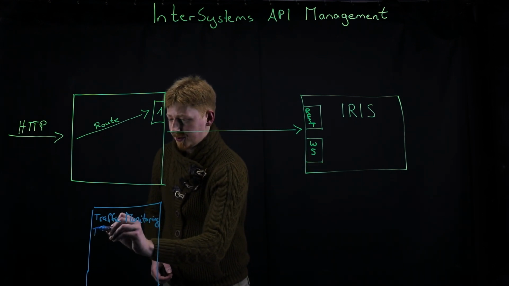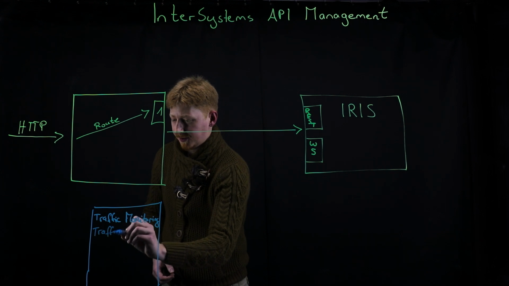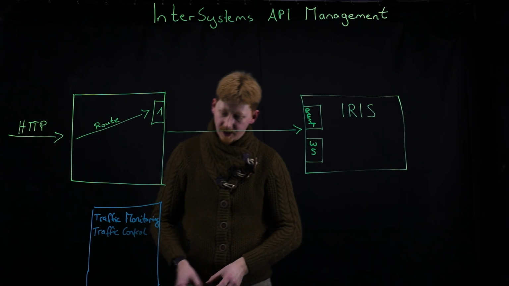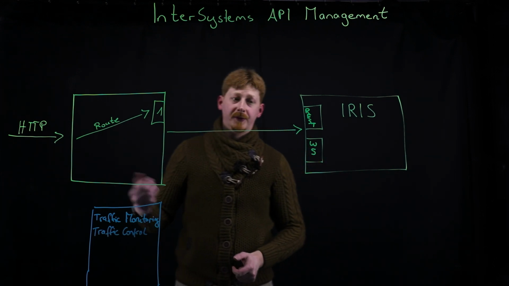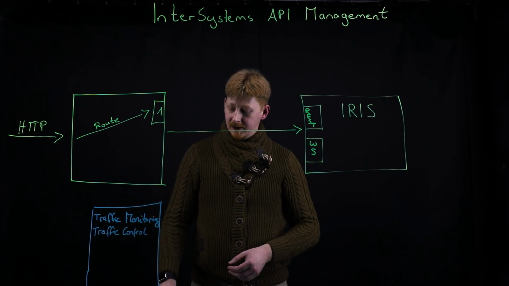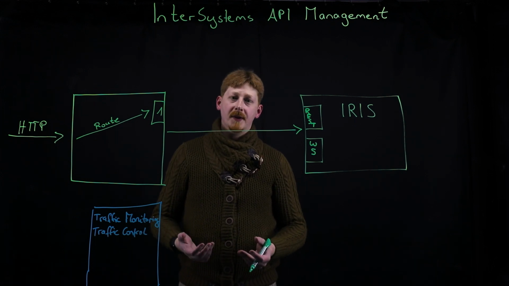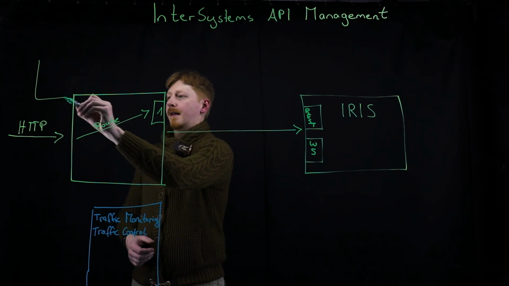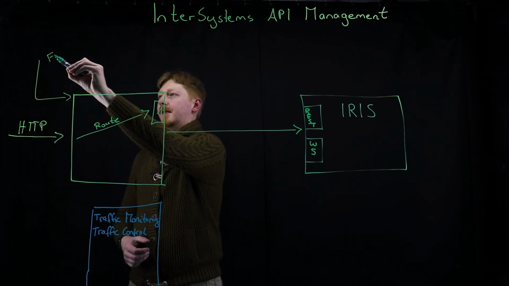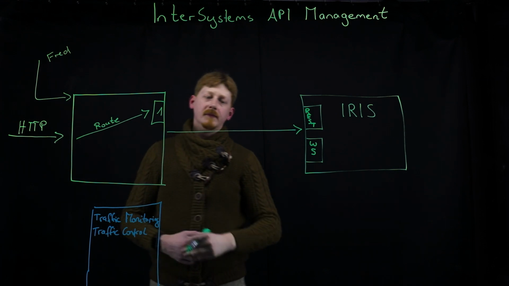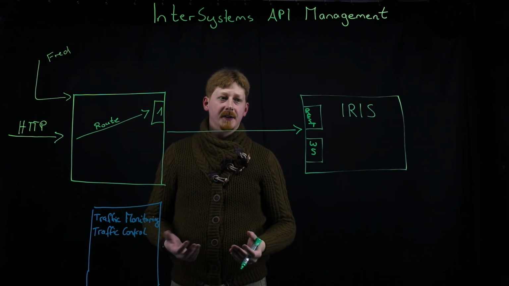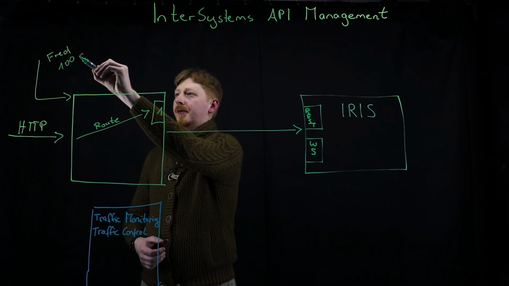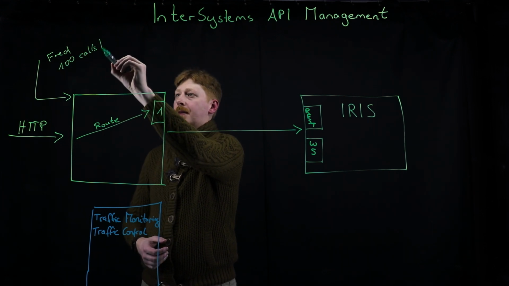The second thing you want to do is traffic control. So you can configure groups of consumers and tell the system how many requests they can do per interval. So assume I have a consumer I call Fred, and Fred uses our free tier of the system. So Fred is allowed to do 100 calls per hour.